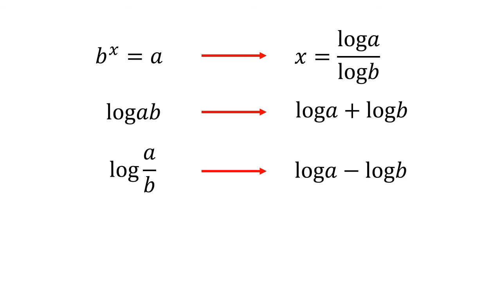So log of AB, multiplication, is log A plus log B, addition. Log of A divided by B, division, will be expressed as log A minus log B, subtraction. Then log A to the n can be expressed as n log A.